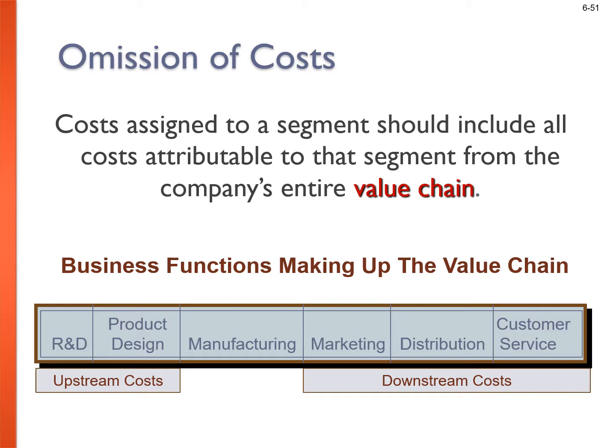Now let's take a look at omission of costs. Costs assigned to a segment should include all costs attributable to that segment from the company's entire value chain. So what we're talking about here are upstream costs, those before the manufacturing process: research and development, product design. Those costs should be included and assigned in the segment. Downstream costs are those that happen after manufacturing: marketing, distributing, and providing customer service. Those costs should also be accounted for. These are all part of the cost of the product, the value chain.